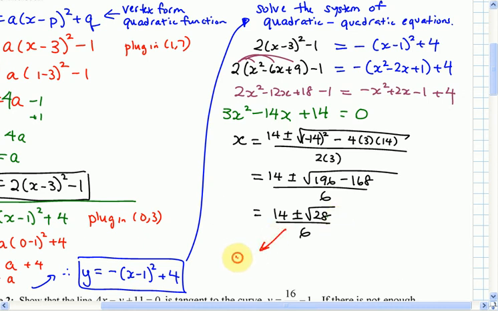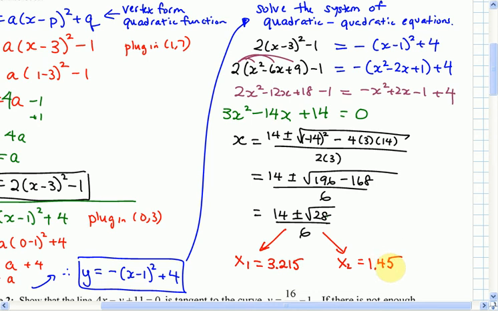Somebody help me, please. What are my values for x? And I'll use x1 and x2 to show the two different answers. 3.215. Okay, what's the other one? 1.45. Okay.